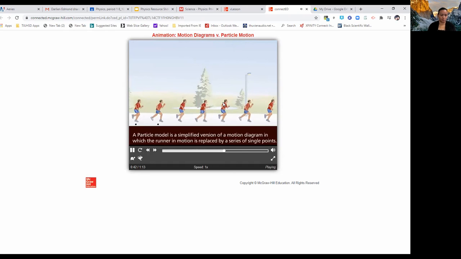A particle model is a simplified version of a motion diagram in which the runner in motion is replaced by a series of single points. The size of the object must be much less than the distance it moves. If you see the bottom part of the animation, it shows the particle model for the runner's motion. You can see that applying the particle model produces a simplified version of the motion diagram.